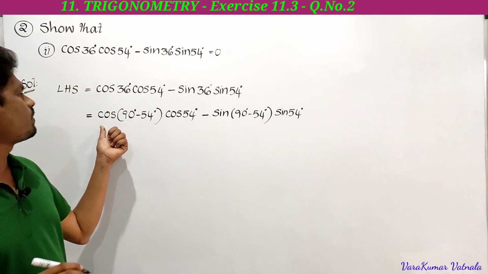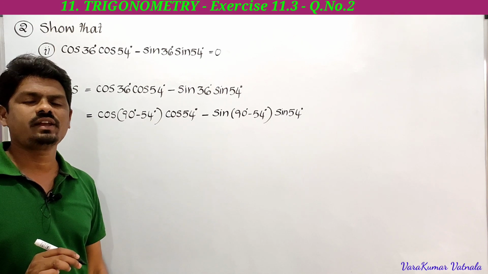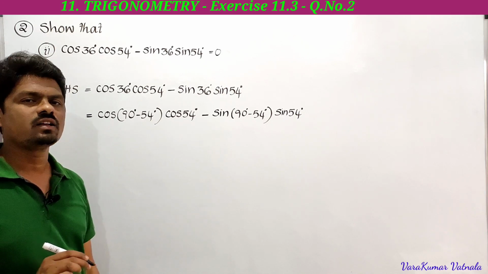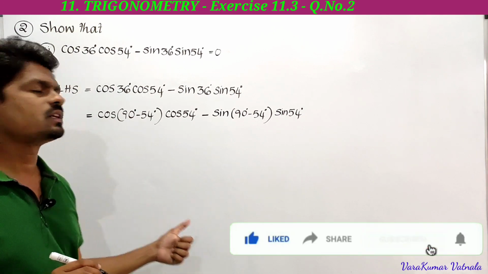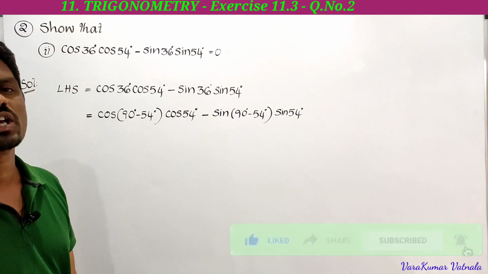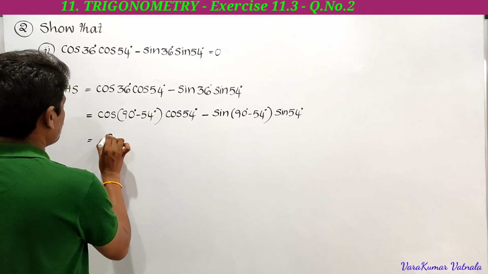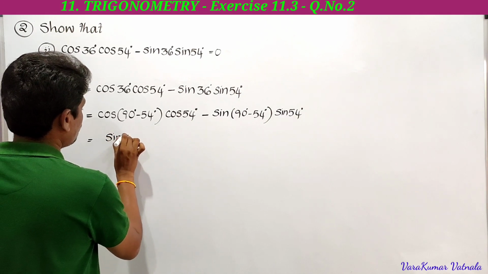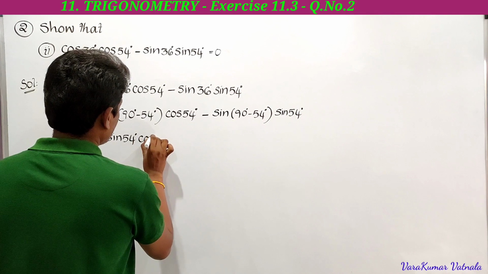So now it is in the form cos 90 minus theta. Cos 90 minus theta equal to sin theta. So instead of theta, here angle is 54 degrees. So cos 90 minus 54 is equal to sin 54. So here we can write sin 54. Next, write this cos 54 as usual.